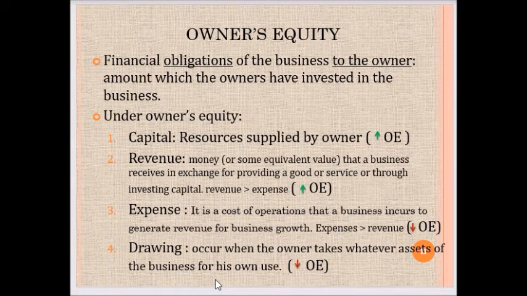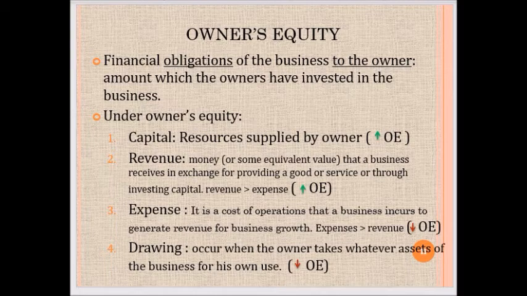Lastly is drawing, which occurs when the owner takes whatever asset of the business for his own use. So when the owner of the business takes, for example, money to pay for his children's school tuition, that's a drawing. So this will reduce the owner's equity.